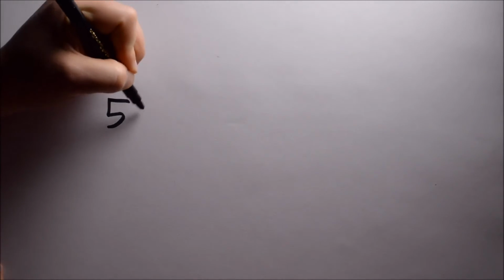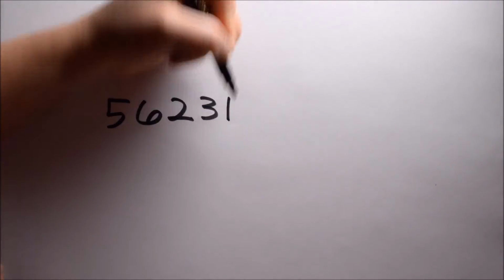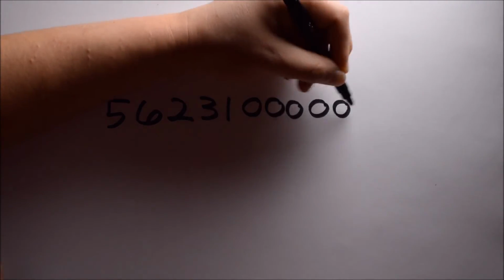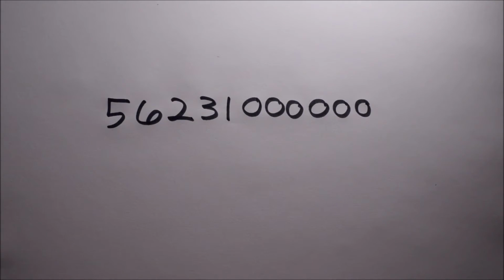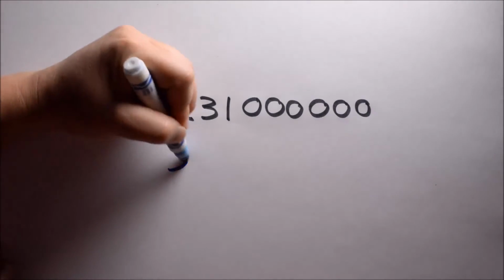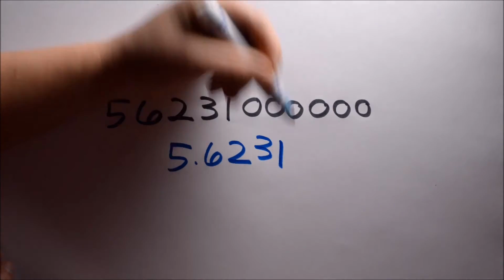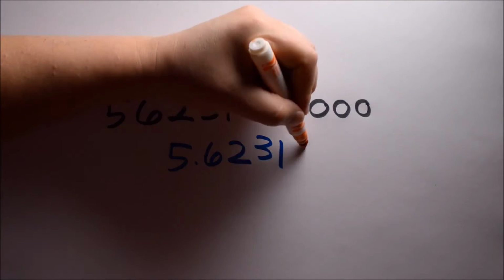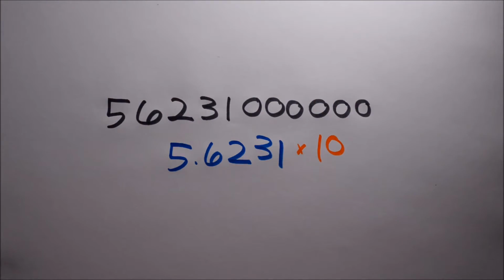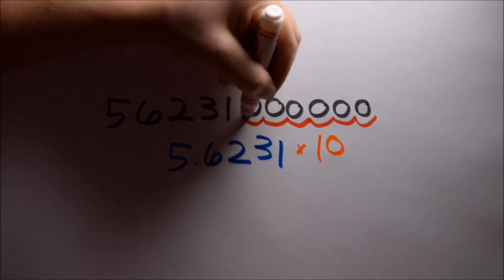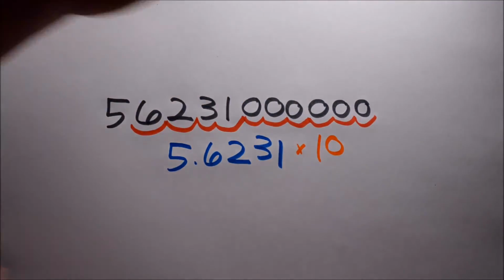How about another big number? 56231 followed by 6 zeros. Yeah, that's a good number. Again, take the significant digits in the number, rewrite them in the form greater than or equal to 1 and less than 10. Multiply by your base and do some counting. See how far that decimal place has to move to get between the 5 and the 6.